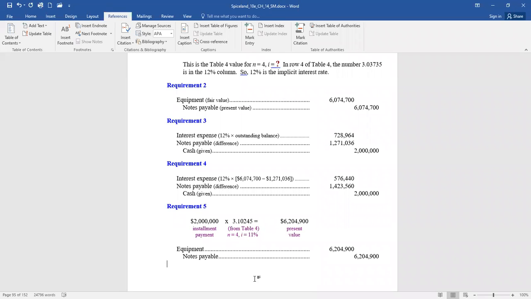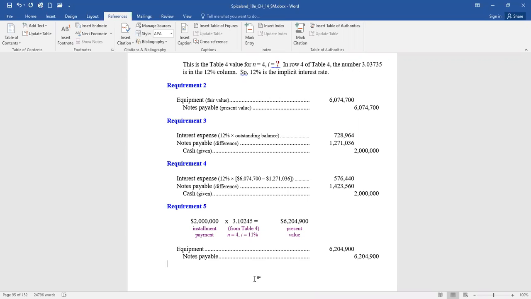Debit equipment for $6,204,900. Credit notes payable for $6,204,900. Again, when you're doing your journal entries for the payment, now you'll take the outstanding balance of the loan, times it by 11% and do the same type of allocation. First, allocate that computation amount to interest expense, and the difference between the cash payment and the interest expense portion is a reduction to the principal.